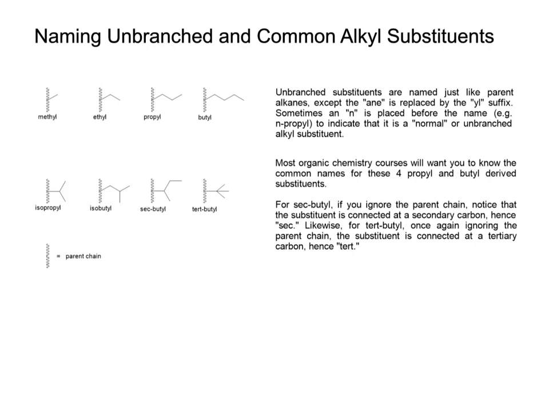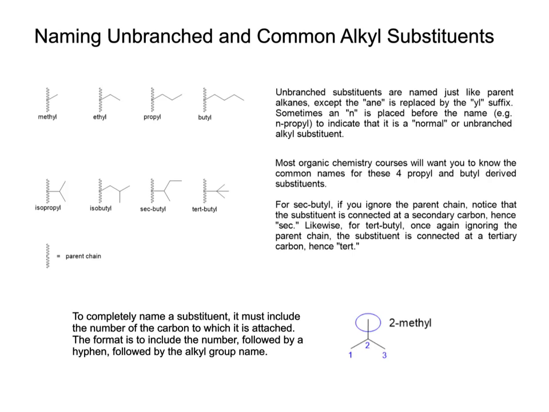Now, to completely name a substituent, it must include the number of the carbon of the parent chain to which it is attached. The format is to include the number, followed by a hyphen, followed by the alkyl group name. So there we have propane, and I've numbered 1, 2, and 3 for the carbons, and we can see coming off the 2, there is a methyl group. So we call that substituent 2-methyl.